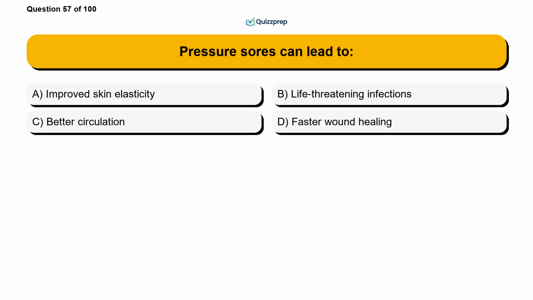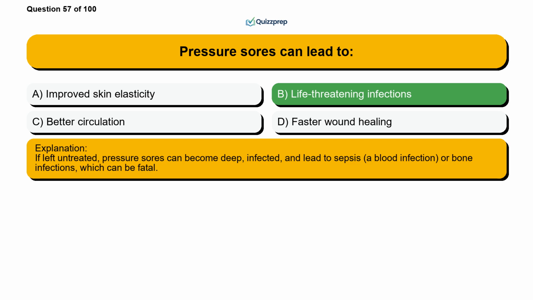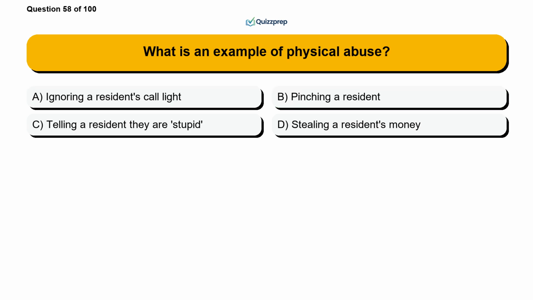Question 57. Pressure sores can lead to: Option A, improved skin elasticity. Option B, life-threatening infections. Option C, better circulation. Option D, faster wound healing. The correct answer is option B, life-threatening infections. If left untreated, pressure sores can become deep, infected, and lead to sepsis, a blood infection, or bone infections, which can be fatal.